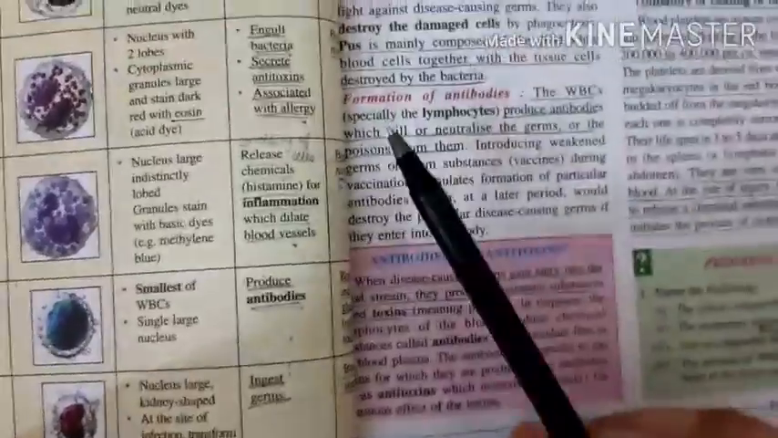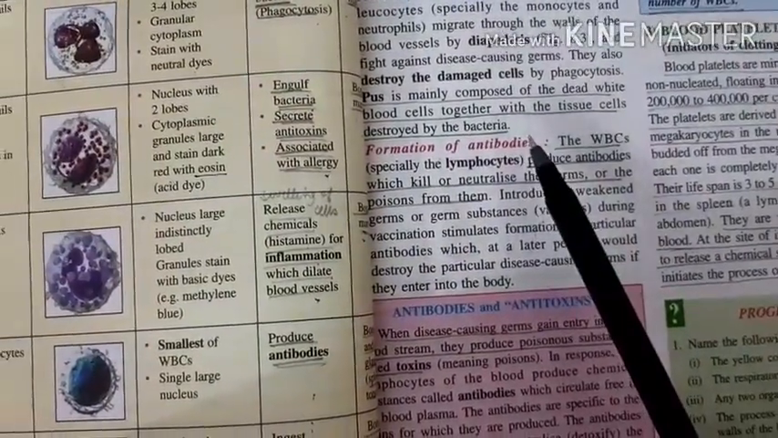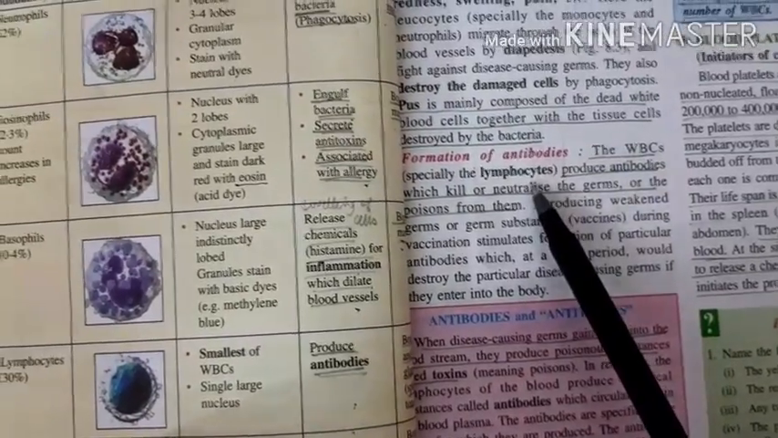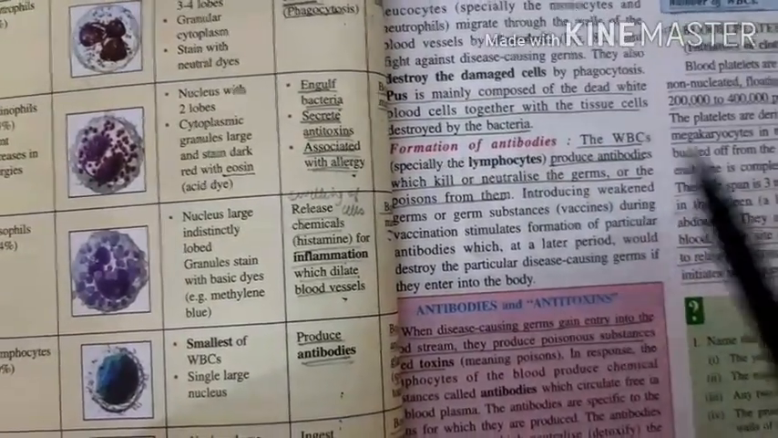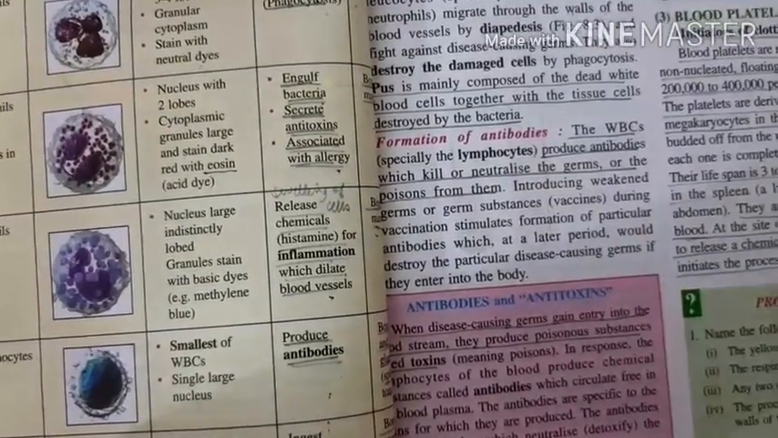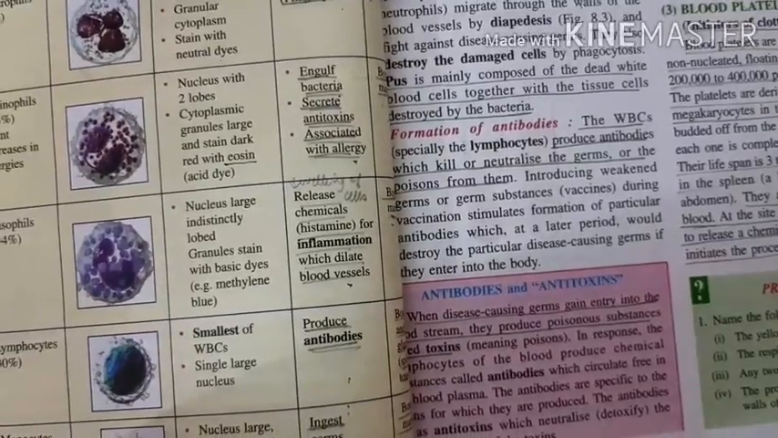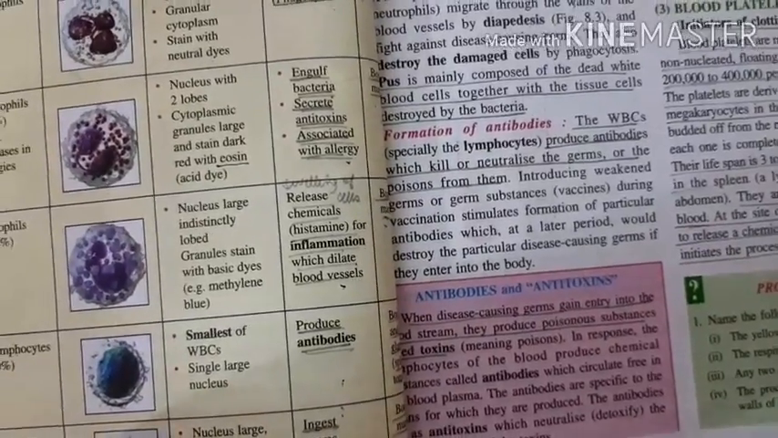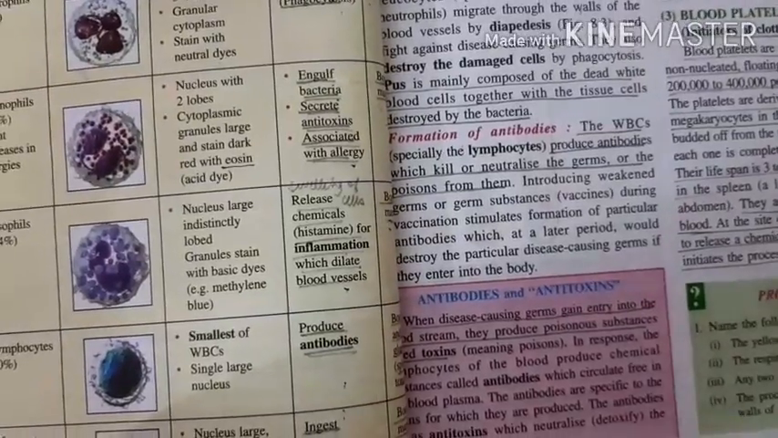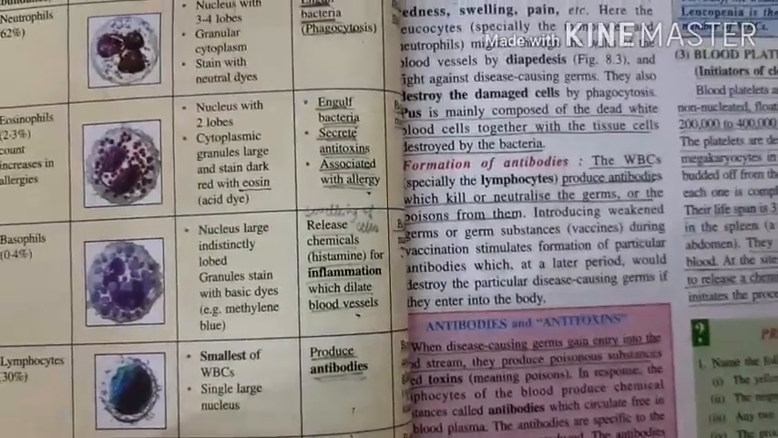Next is another very important function, formation of antibodies, and this is done by the lymphocytes, especially by the lymphocytes. So please mark this point. They produce antibodies which kill or neutralize the germs. Whatever poisonous substance enters our body, these lymphocytes will kill those germs. Mainly their process is also used in the manufacturing of vaccines.